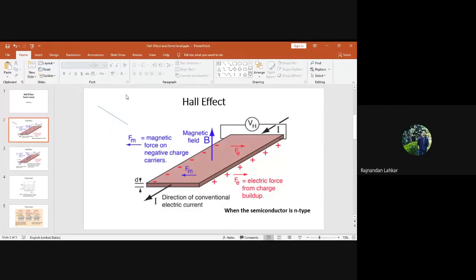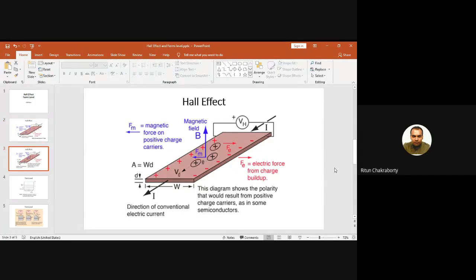So this is the case when the semiconducting material is of N type. There is another figure here when the semiconductor material is P type. In P type, what happens? If this is the current, the same direction of current, and the same direction of the magnetic field, then again positive charges move to the left side and negative charges move to the right side, and again a Hall voltage, VH, is generated.